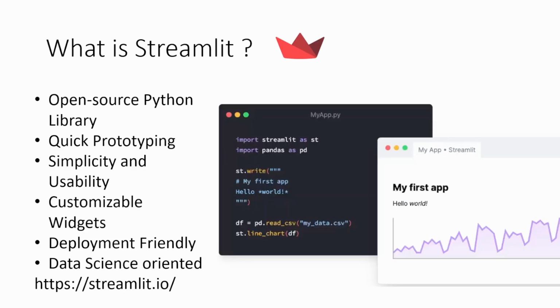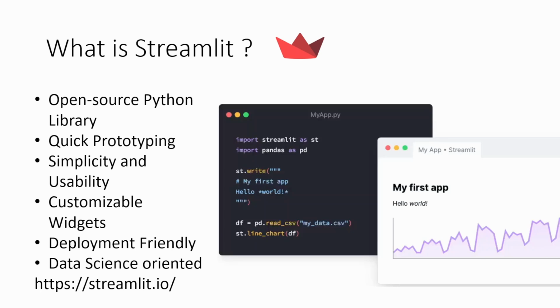So the first question is, what is Streamlit? Technically speaking, Streamlit is a Python library. Just like we install other libraries, we will install the Streamlit library and then use its different APIs and methods to develop our application. So that's the first thing: it's an open source Python library. Secondly, it's very helpful for quick prototyping.